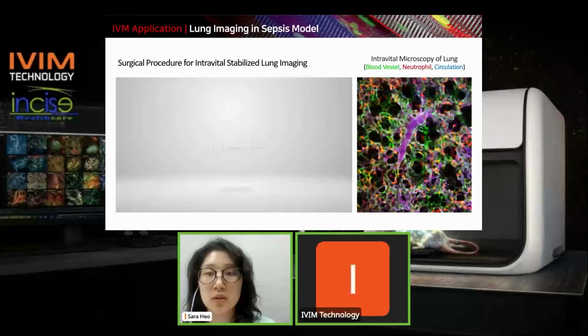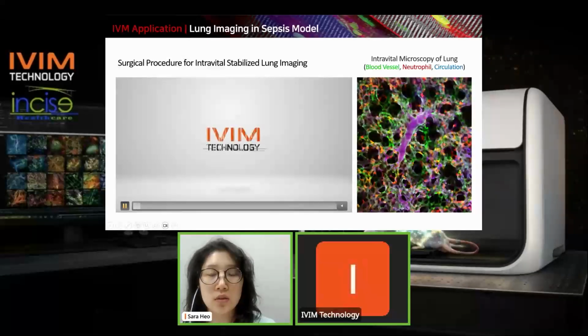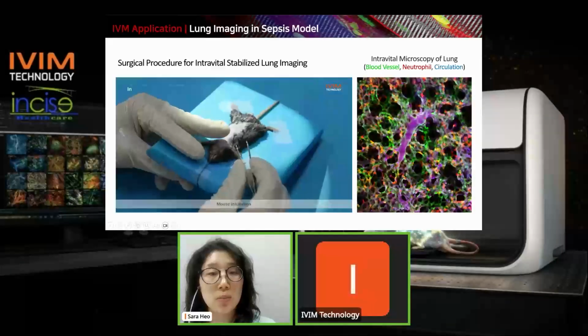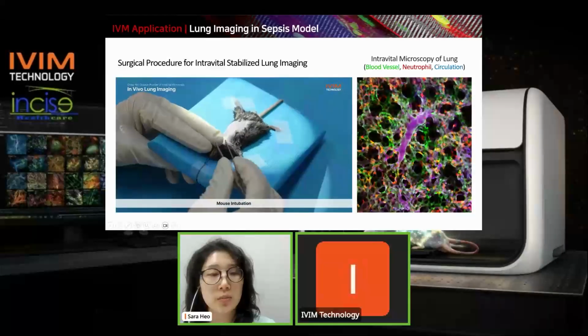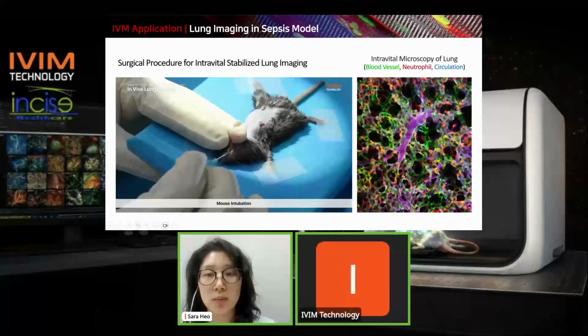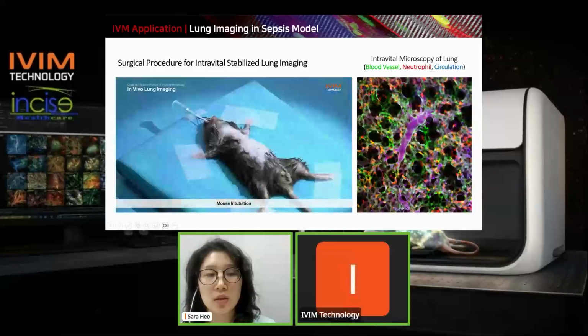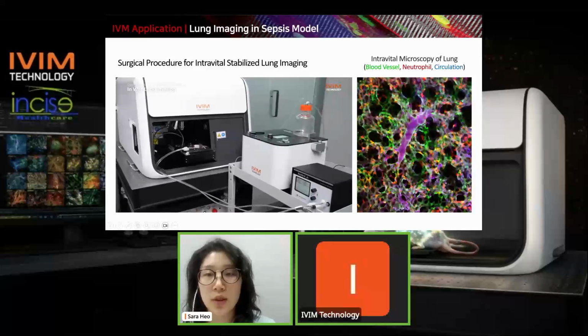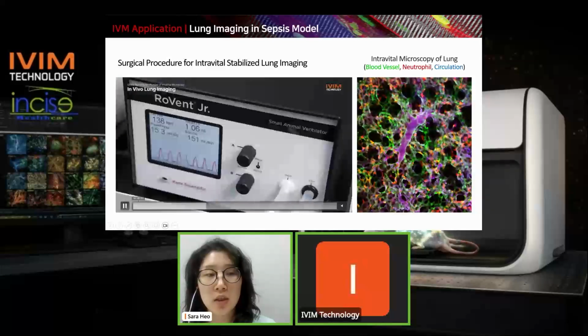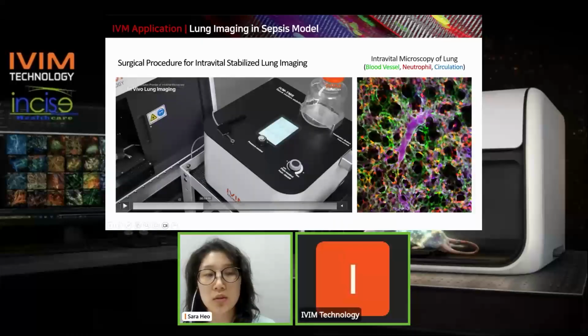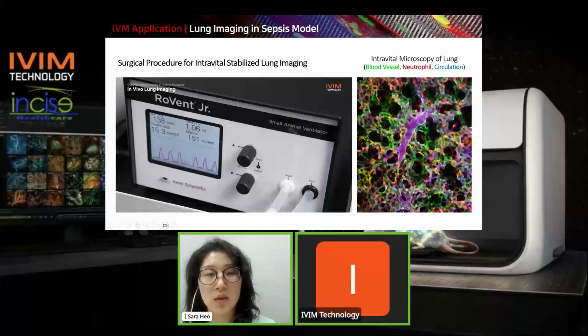And this is the surgery part. And the surgery of the lung imaging is going to begin with the intubation. So intubation is important in keeping the respiration of the mouse. And this is how you intubate the mouse. And after intubation, the mouse is going to be placed. And here are the devices that I just mentioned, used for lung imaging. And previously, this is TMS, and this is a ventilator.